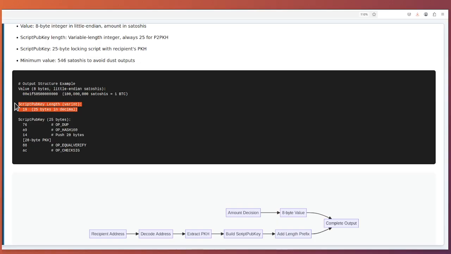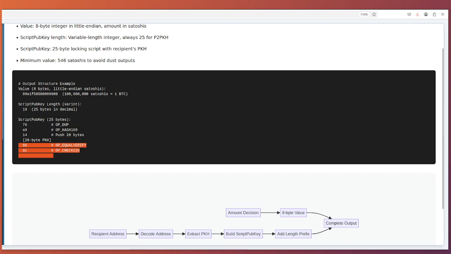The ScriptPubKey for P2PKH, as we have discussed, is the 25-byte script that contains the spending conditions. This begins with OP_DUP followed by OP_HASH160, then a 20-byte data push of the recipient's public key hash, then OP_EQUALVERIFY, and finally OP_CHECKSIG. This exact sequence must be followed for the output to be recognized as a standard P2PKH output by Bitcoin software.